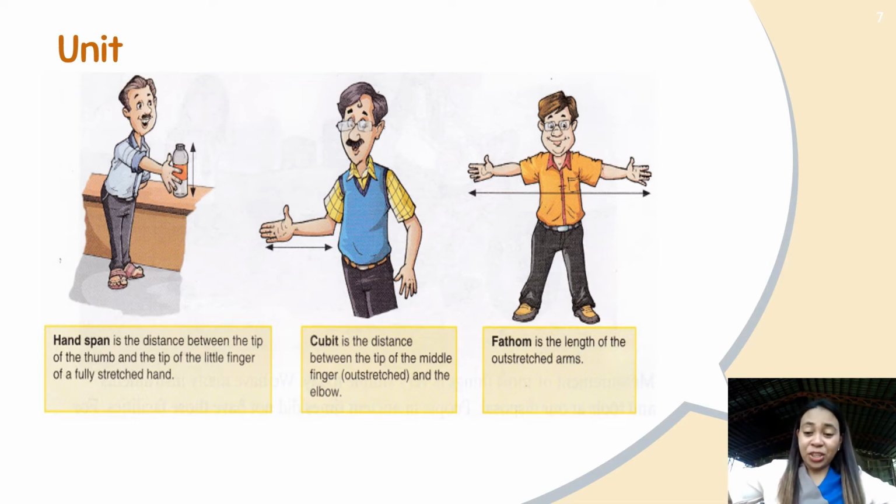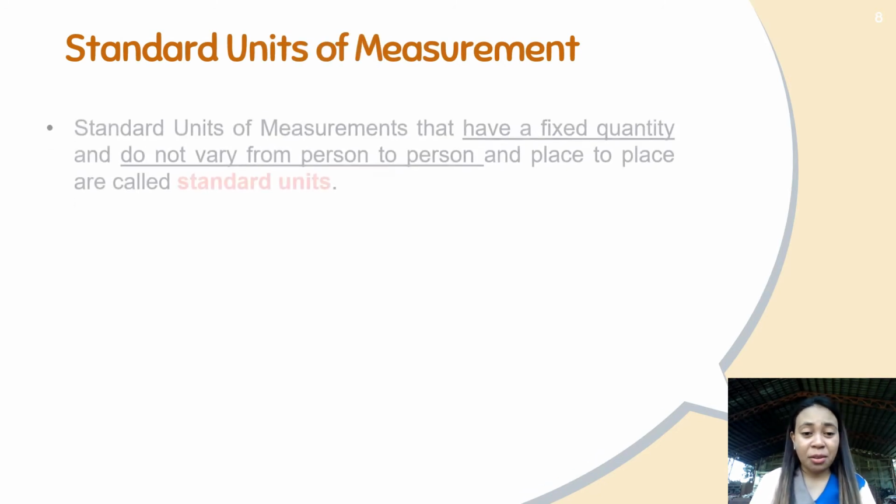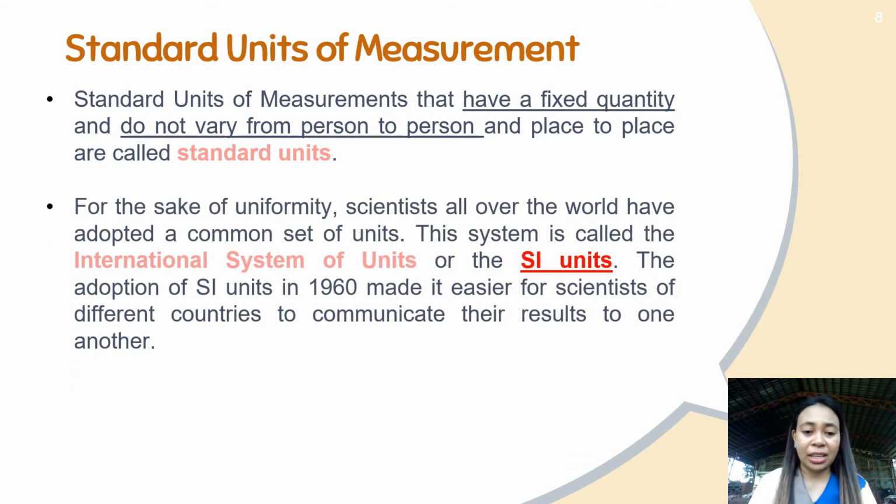Now, imagine if you are small or you are too big, isn't it that our sizes would also vary? So, how can we make a standard measurement if different people have different sizes, right? Because of that, we use the standard units of measurement. The standard units of measurement have a fixed quantity and they do not vary from person to person and place to place, and these are called standard units.